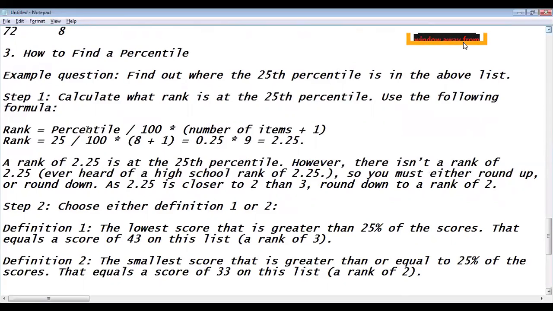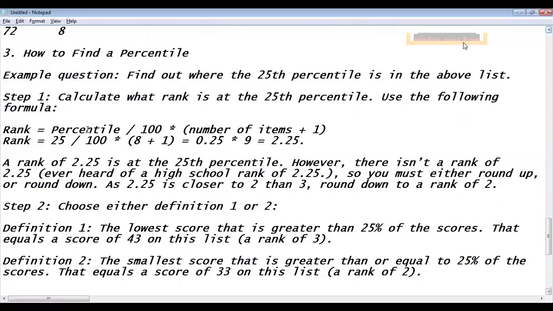Okay, that is a rank of 3. When you see the table, you will understand. Then, according to definition 2, the smallest score that is greater than or equal to 25% of the scores equals 33, that is a rank of 2.